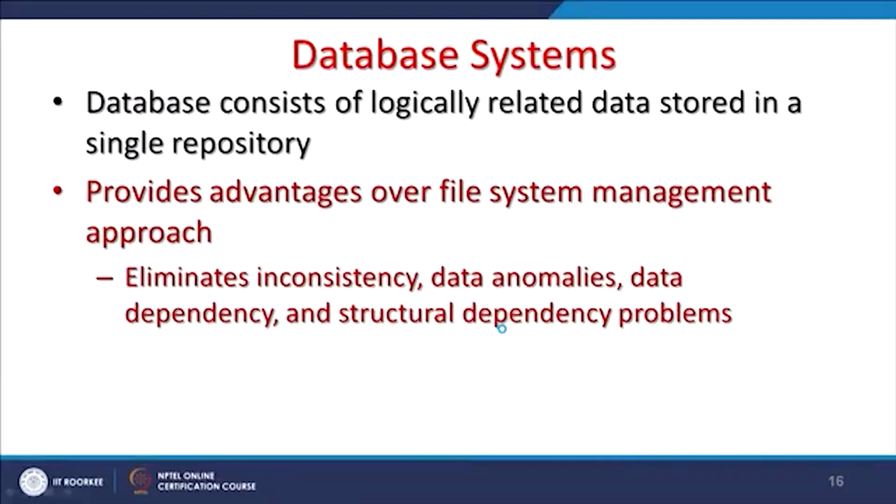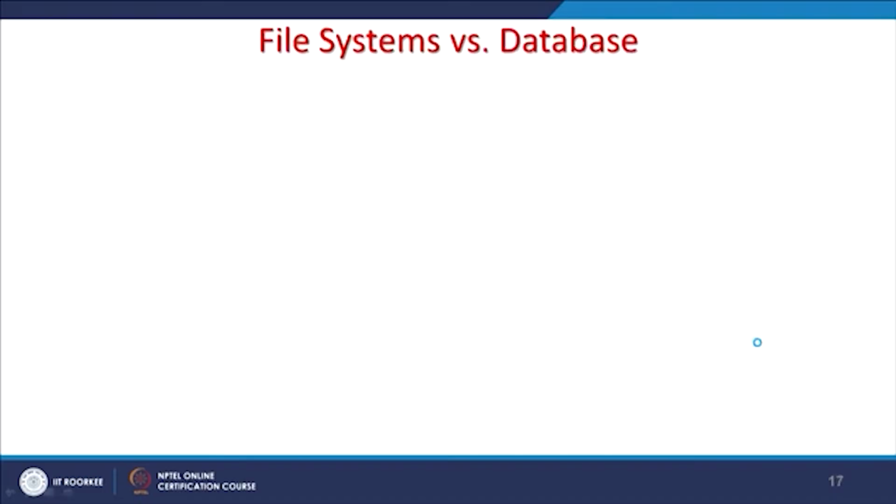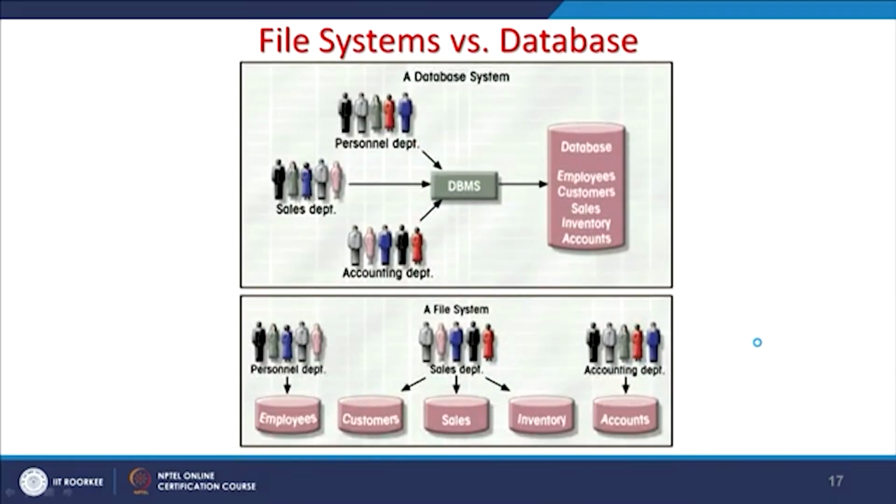So obviously database systems are advantageous over the file system management approach. This will eliminate the inconsistency in the data. It will also eliminate data anomalies, data dependency and structural dependency problems, and it stores data, structures, relationships, and access paths. This access path is very, very important from the security point of view of the data, which we will discuss a little later.